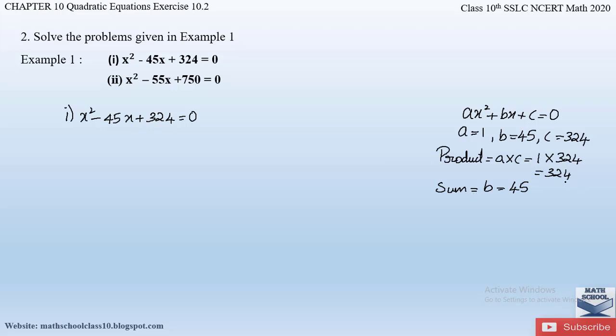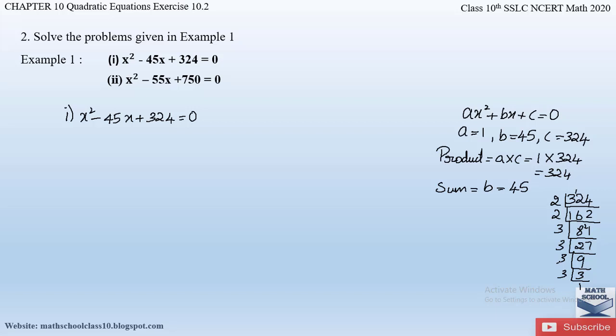Now since 324 is a very large number, we don't know the factors of 324. So let us first find out the factors of 324 by the method of factorization. 2 1s are 2, 2 6s are 12, carry 1, 2 2s are 4, 2 8s are 16, 3 2s are 6, 3 7s are 21, 3 9s are 27, 3 3s are 9 and 3 1s are 3.